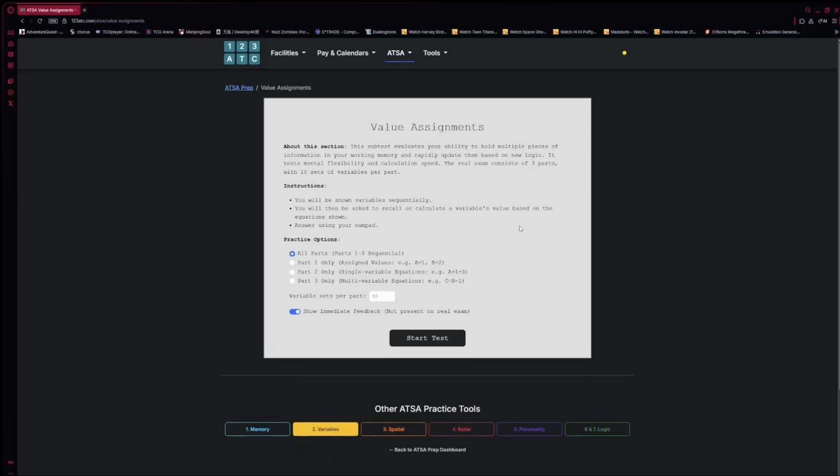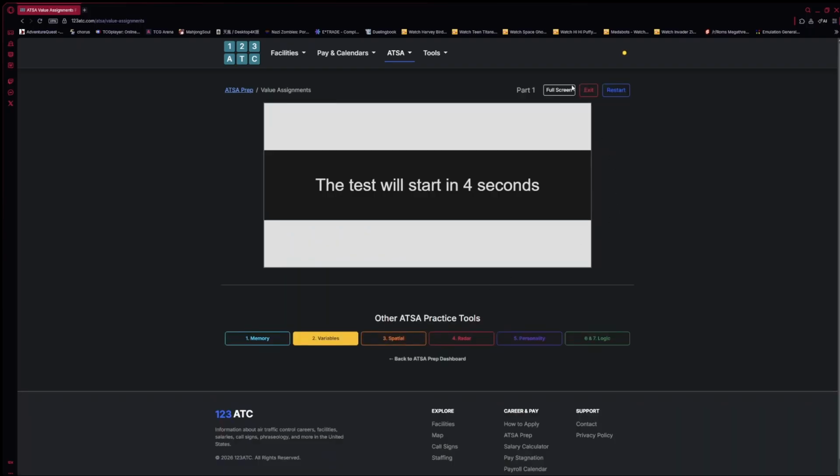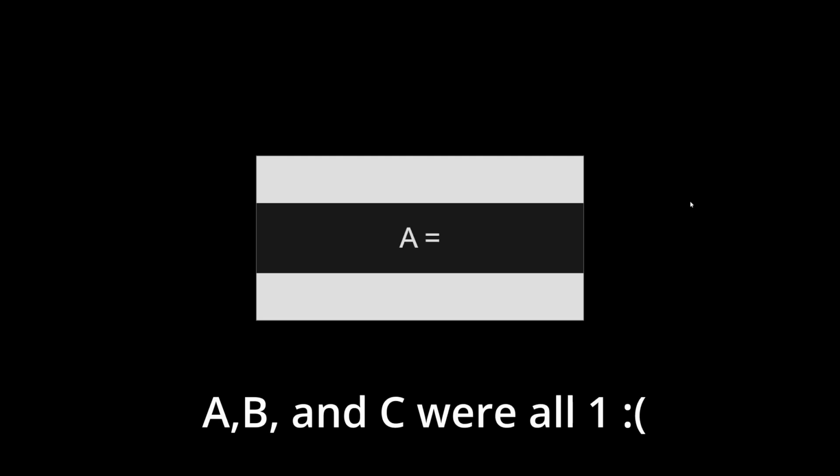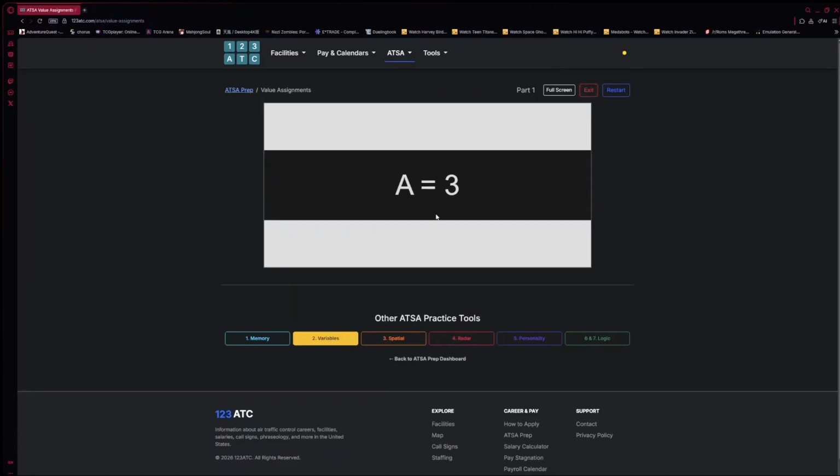Second is variables, and this one will eat me alive. These are 3 numbers that will appear, and you have to remember them. Part 1 is going to be easy. A is 1, B is 1, C is 3. C is 3, A is 1, B is 1. You know, that's the easy one.